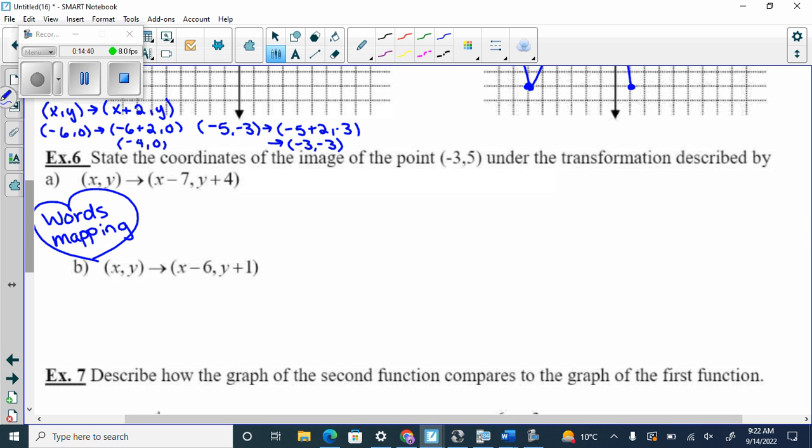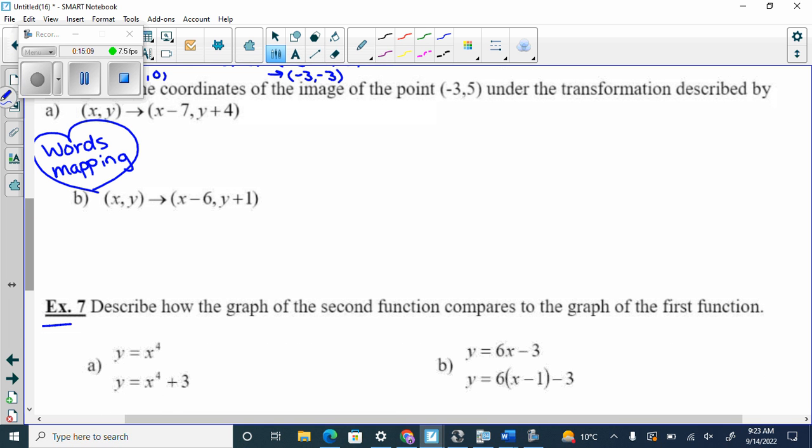Because they're the same. If I say in the words I'm moving left, in mapping I'm subtracting. If I say in the words I'm moving up, in mapping I'm adding. They're the same thing. Mapping is just literally taking the point and moving it. Words are saying this is what I'm going to do. So words and mapping, if it's a minus 7, I'm moving 7 left, right? I'm taking that point and I'm moving it 7 left. So I want the words and I want the new point. Try that out.